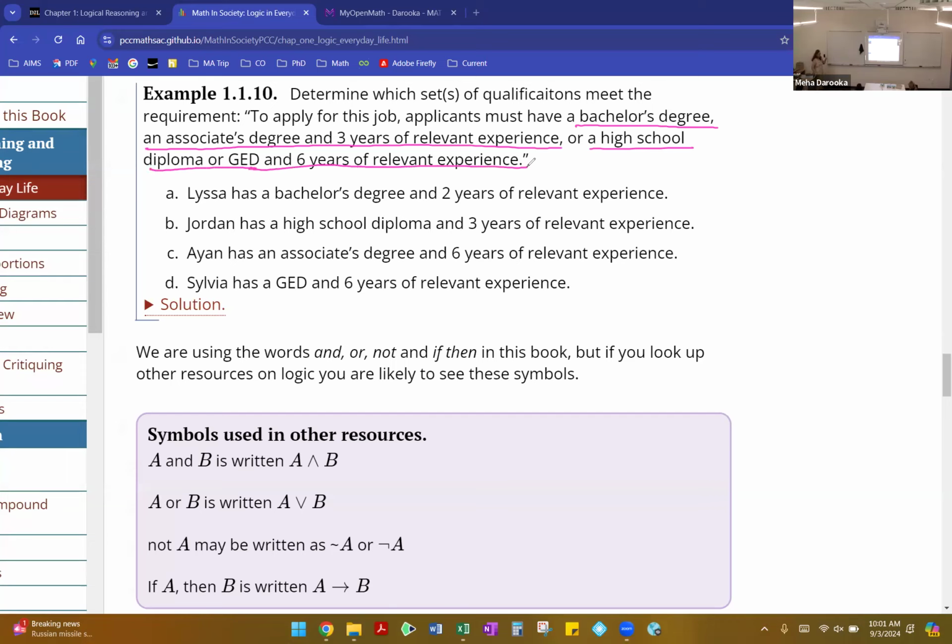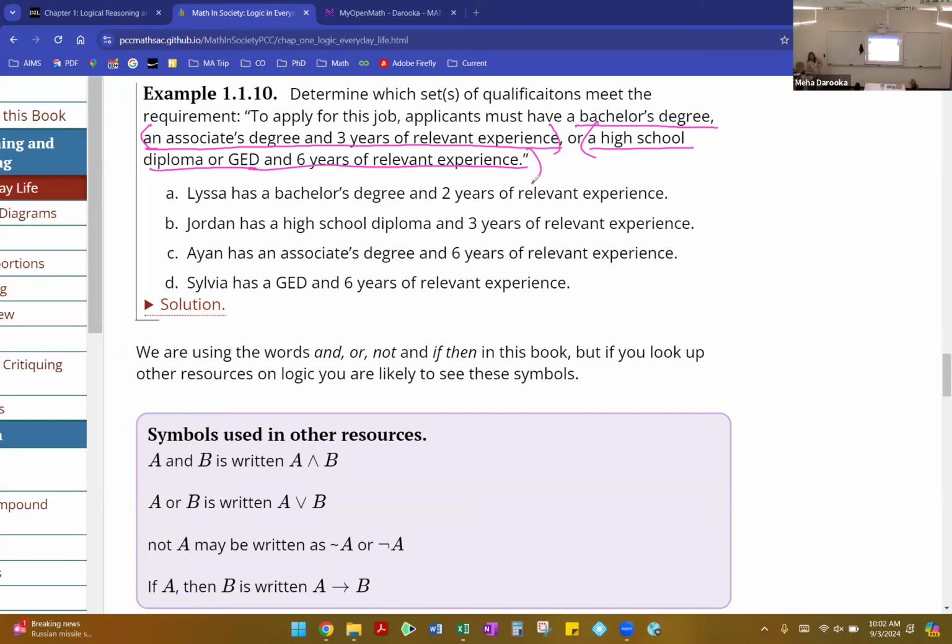And we'll actually get into symbols because you can see that's coming down next. Sometimes it helps symbolize some of these statements. So actually what's happening, bachelor's degree is definitely by itself. The associate goes with the work experience. And it can be either high school diploma or GED because we know they're equivalent. That combined with 6 years, right? So you're grouping those arguments together.